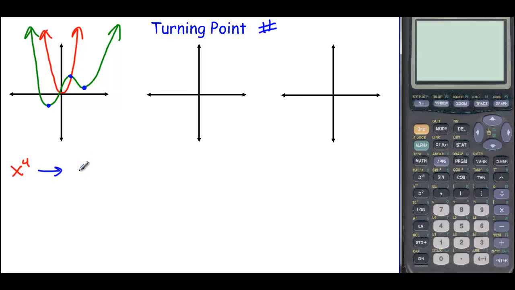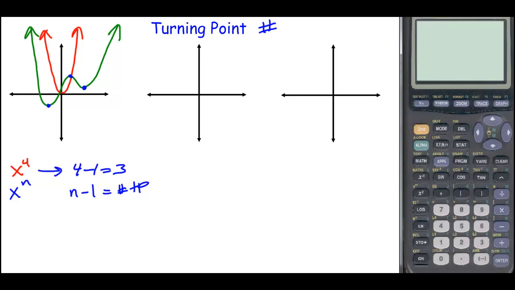So what we do is we take that 4, subtract 1 away from it, and we get 3. So if this was x to the nth power, we'd simply say n minus 1 tells us the number of turning points. Now that's the maximum number. Sometimes, notice, in the red function we had just 1 turning point. But again, 1 is less than 3. So 3 is the maximum number of turning points.